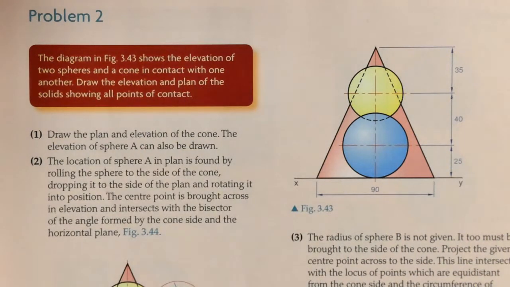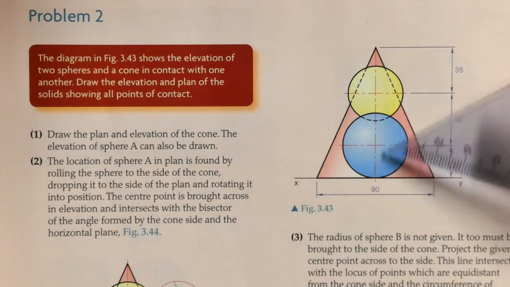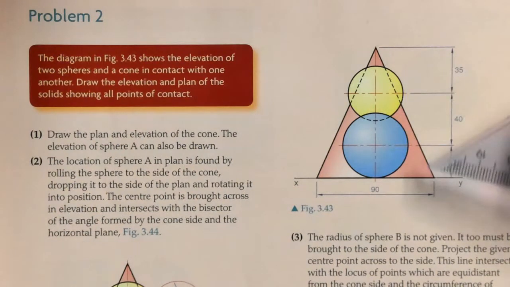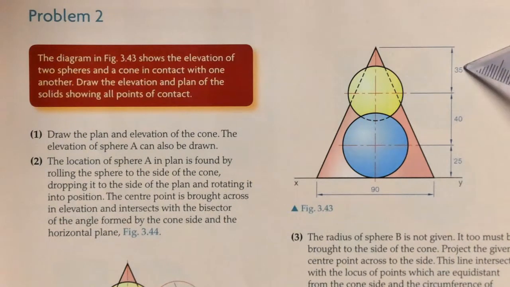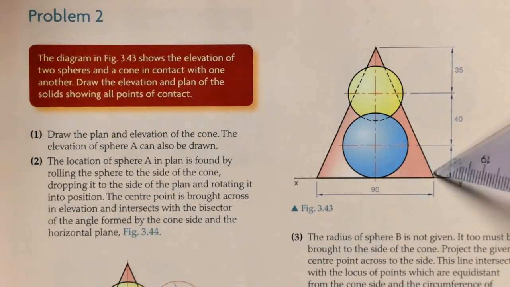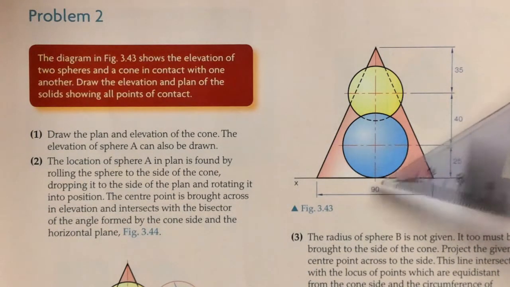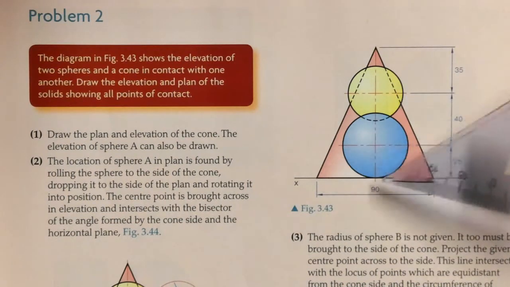First of all, we'll just have a quick look at the question. We can see we've got the elevation of a cone and two spheres in contact with one another and the cone. The cone has an overall height of 100 millimeters, and when we look on top of it, its diameter is 90, so the radius is 45. Being able to draw the cone in elevation and plan is quite easy.